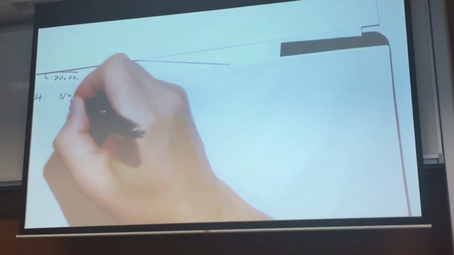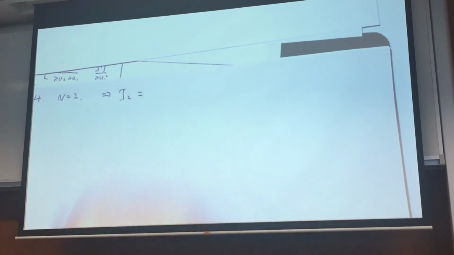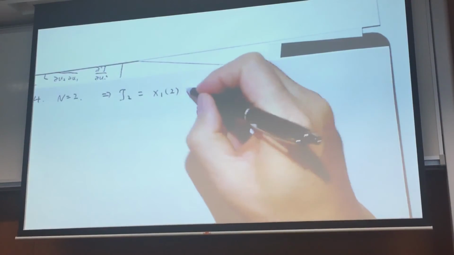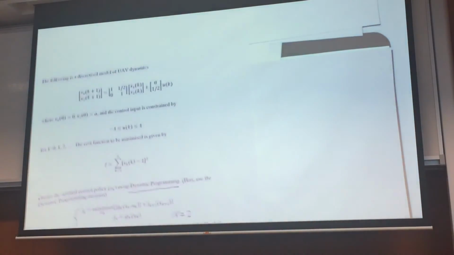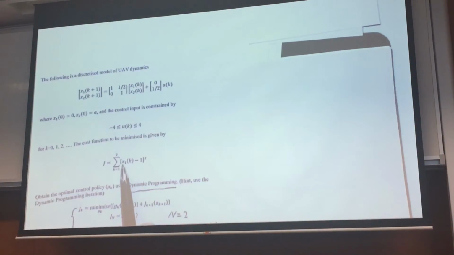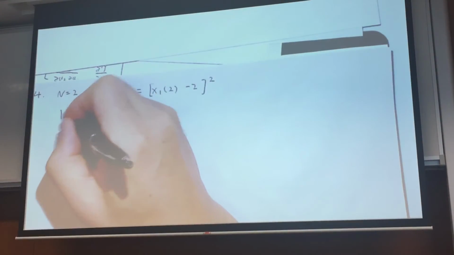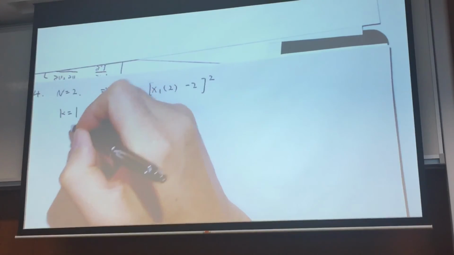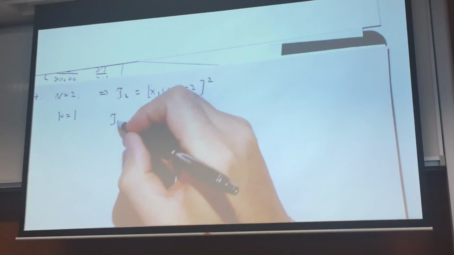For n equal to 2, J2 is given by (x1(k=2) minus 2) squared. So it's just given by this, k equal to 2, x1(2) minus 1 squared. Next you can do this for k equal to n minus 1, so n minus 1 equals 1. For k equal to 1, you have this J1.